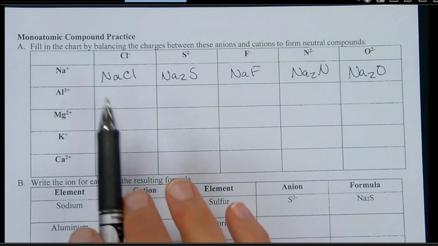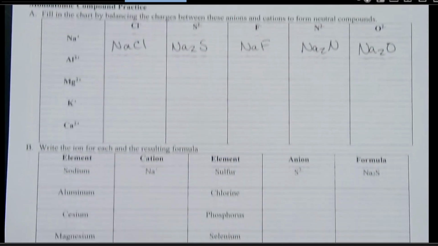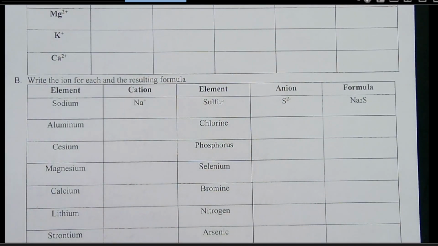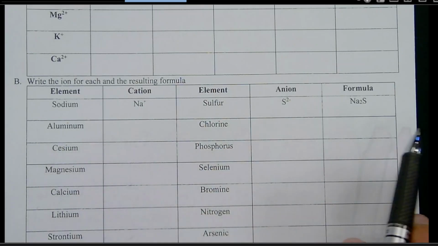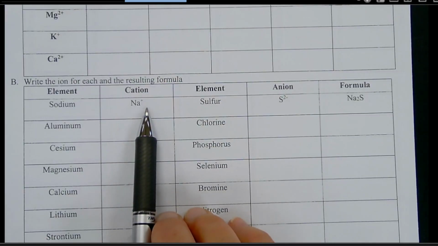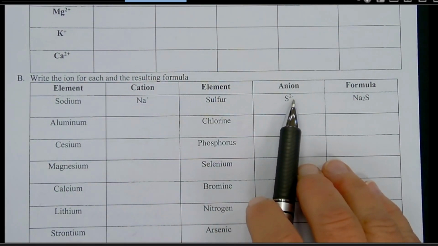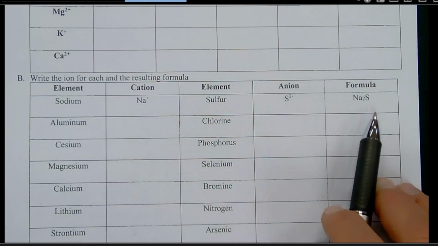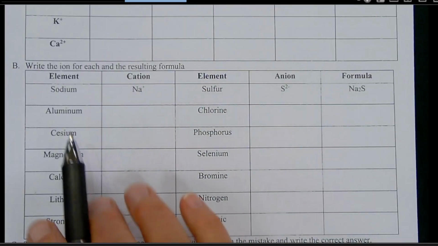And then you're going to continue that for the other cations here. Okay. In B, you're going to write the ion for each of the resulting formulas. Okay. Which means aluminum, this is just practicing. Okay, and we're going to go all the way across. So you can see sodium, you wrote is the cation. It's a Na +1. Sulfur is the anion, S2-, and then you're going to combine them just like we did up here. And you're going to do the same here.